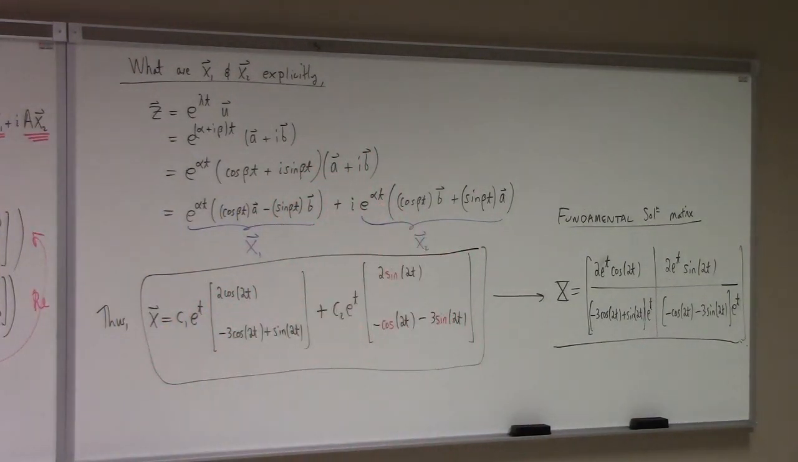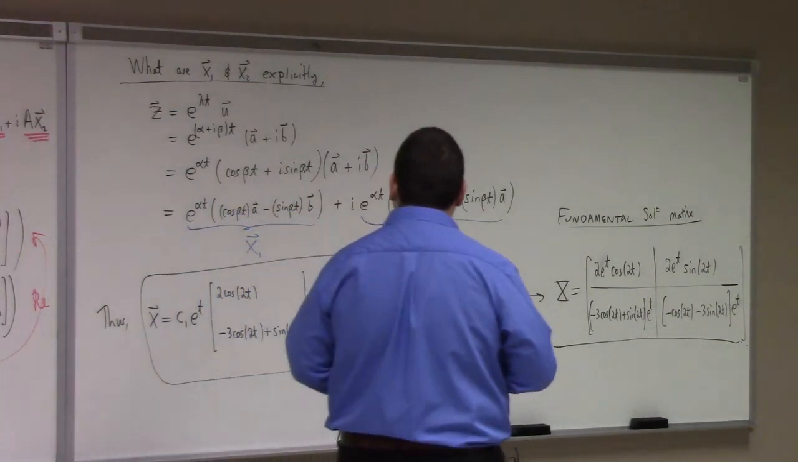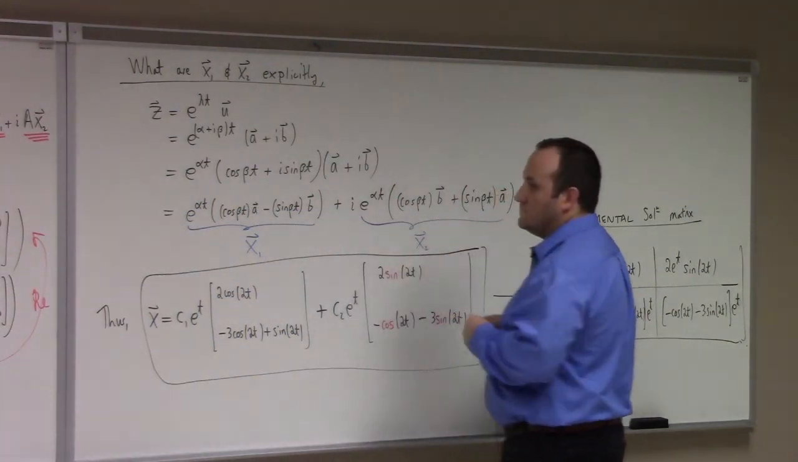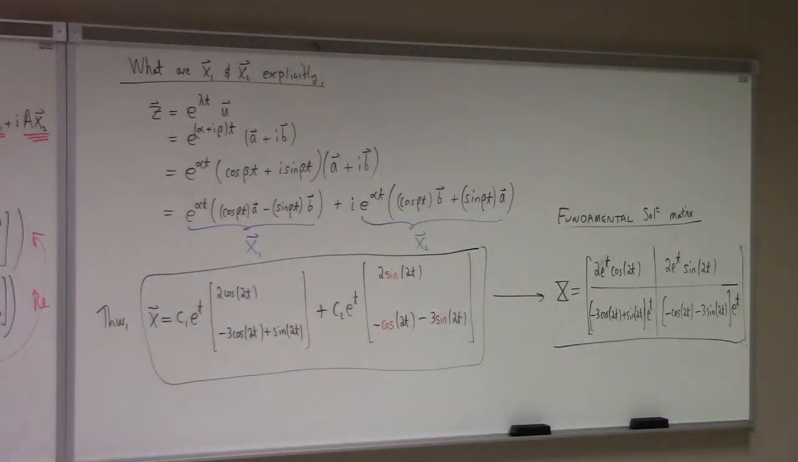Yeah. Where does the I go on the second part of x2? The I that was in front of e^(alpha t). Well, I'm using the theorem, right? The theorem says, I guess I didn't finish writing the theorem, it's my bad.